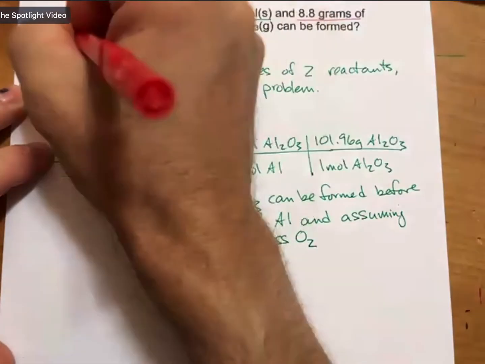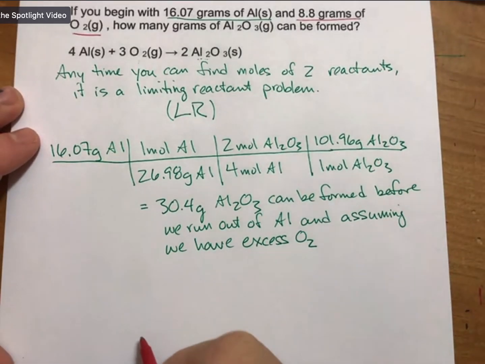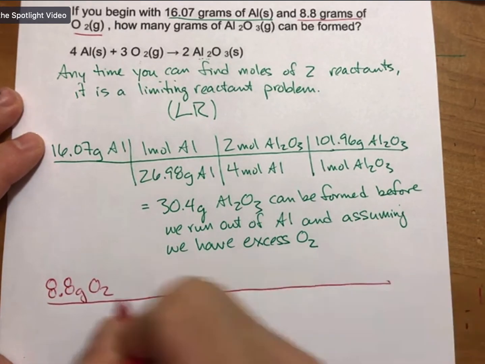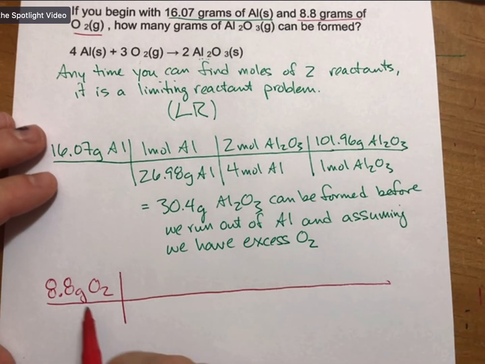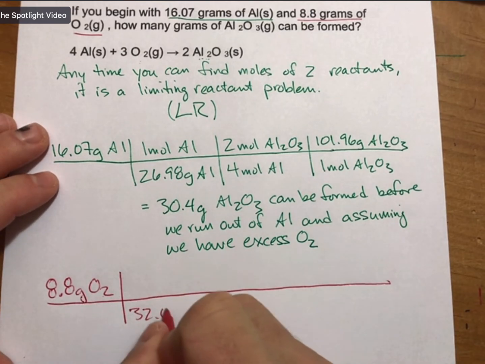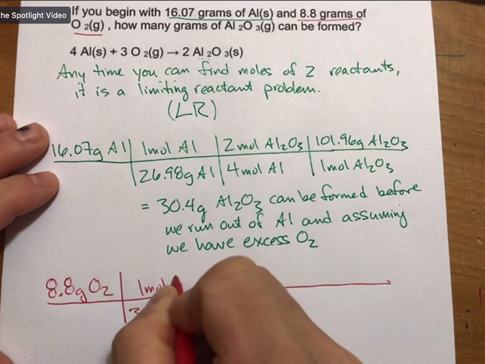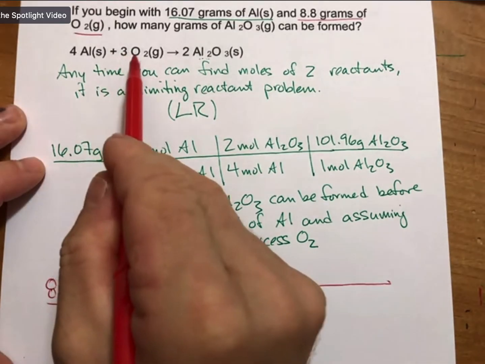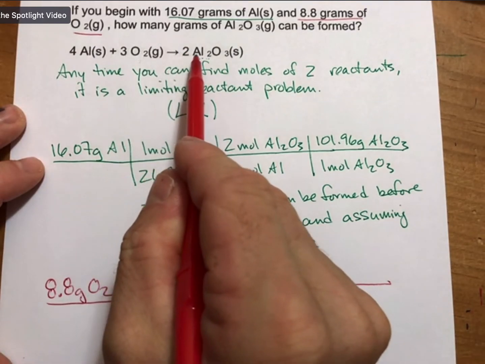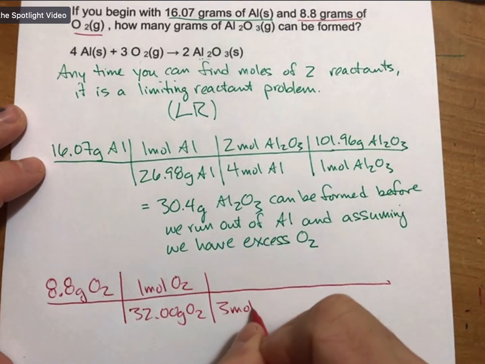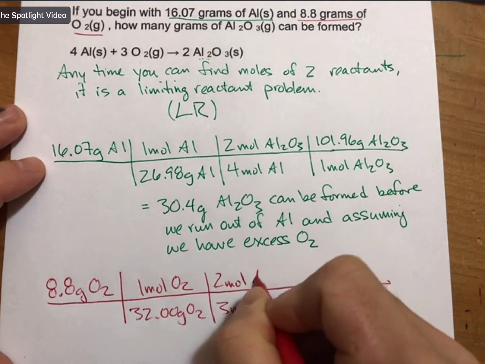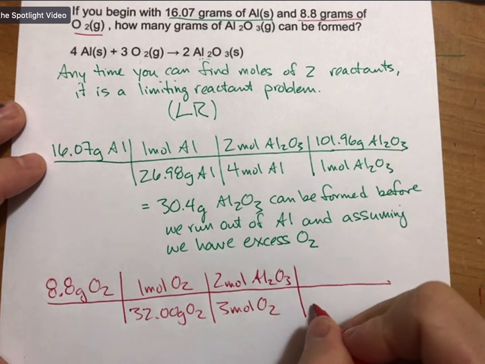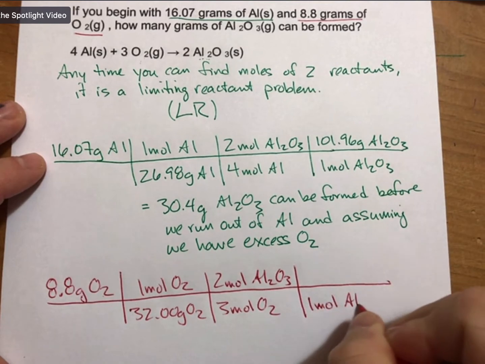Now let's do something similar for our 8.8 grams of oxygen. Start with 8.8. Do the same process, meaning turn grams into moles. You do a mole to mole ratio from 3 moles of oxygen reacted to 2 moles of aluminum oxide. And then last but not least, go back to grams, which is really just a copy of this last step.